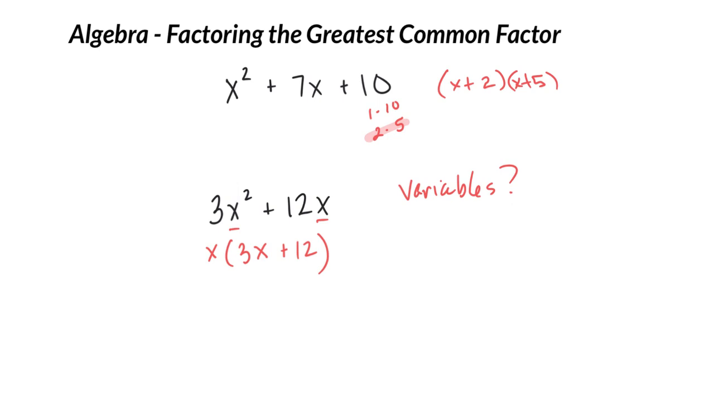Now, I always like to check here and say, okay, if I distributed, x times 3x is 3x squared, x times 12 is 12x. So I haven't changed anything. I haven't changed the expression. I've just factored it. I made it look a little different.